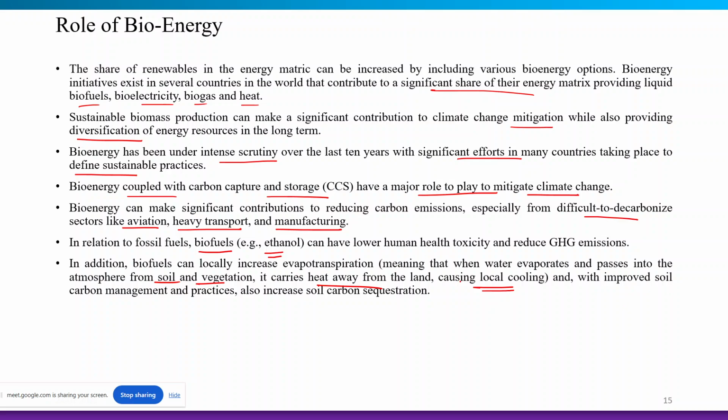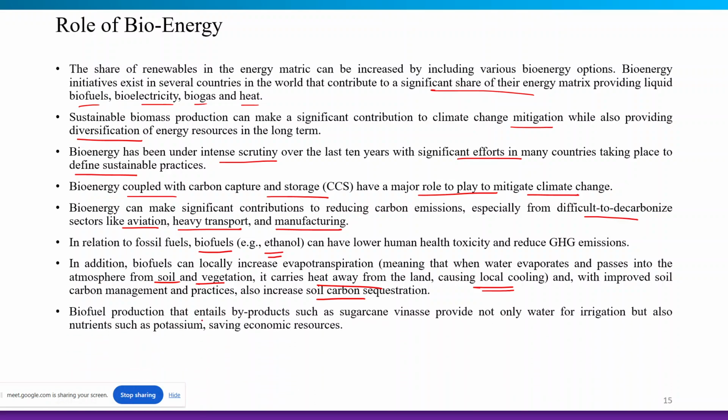And with improved soil carbon management and practice, those also increase soil carbon sequestration. Biofuels production that entails byproducts such as sugarcane provide not only water for irrigation but also nutrients like potassium, saving economic resources.